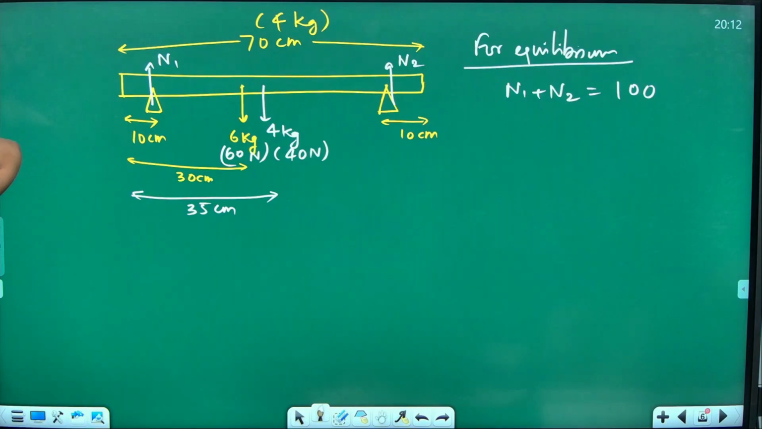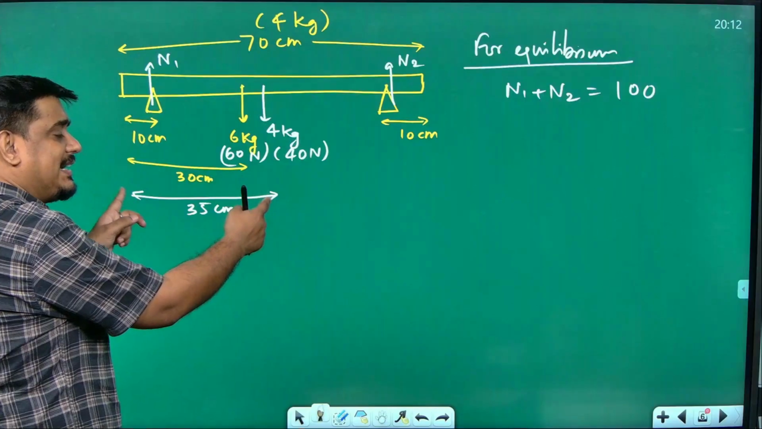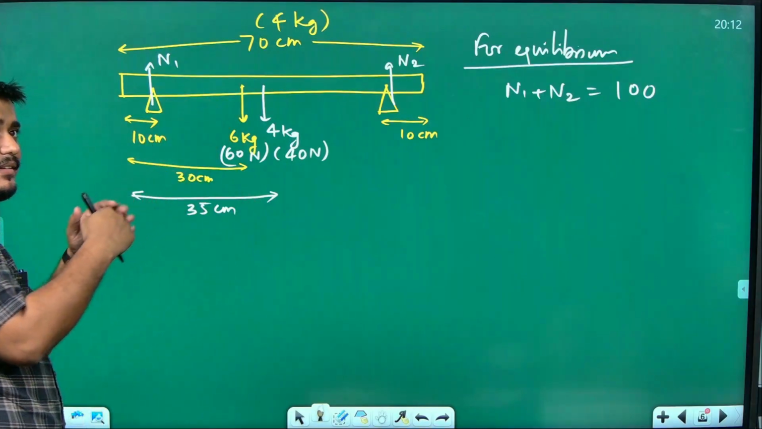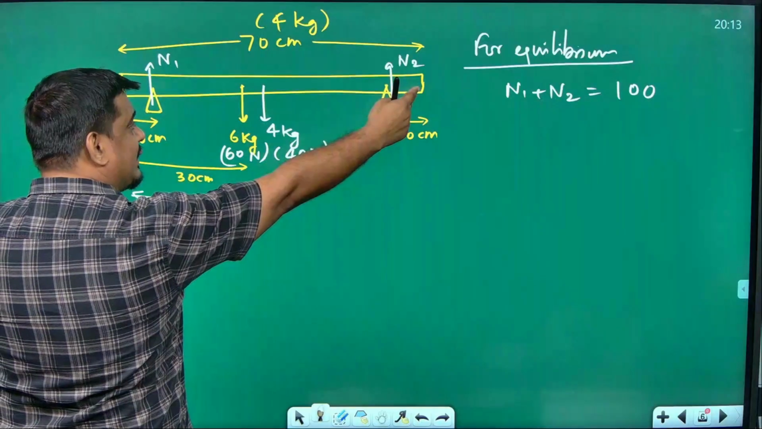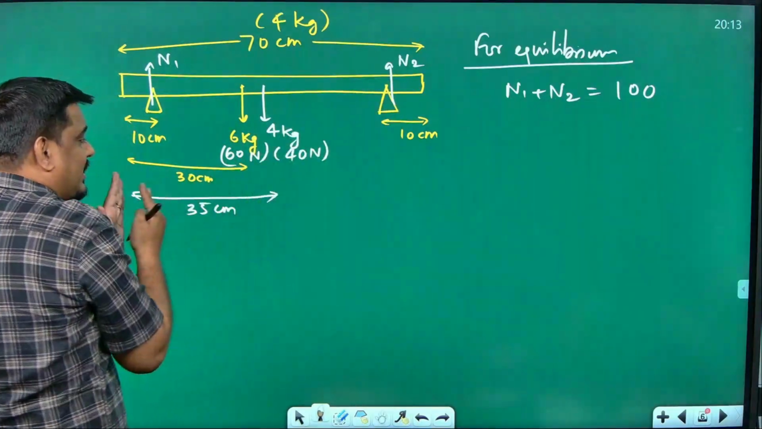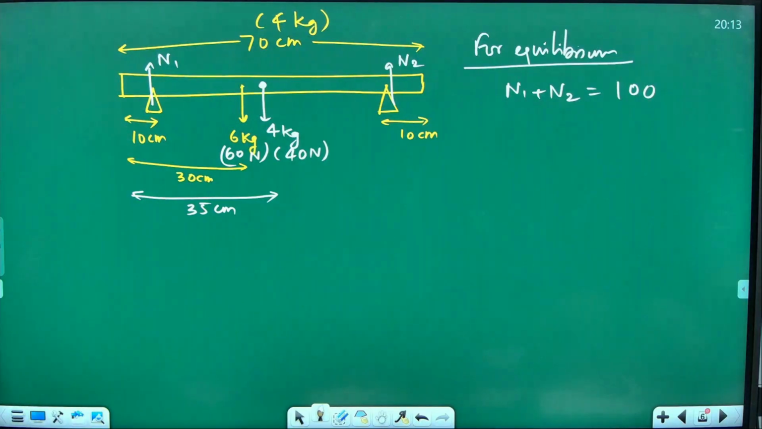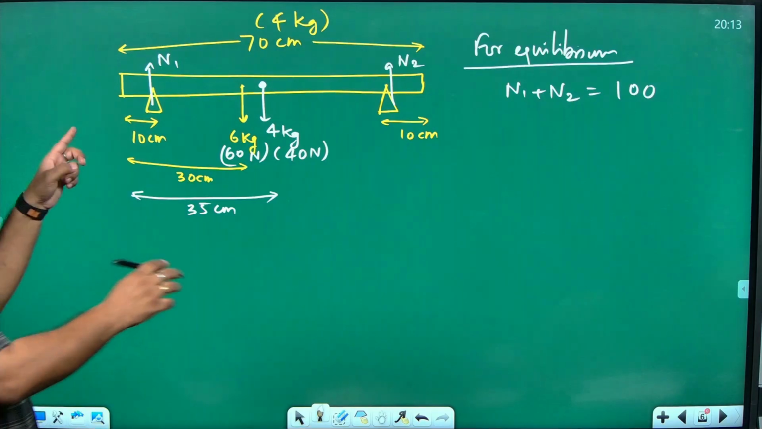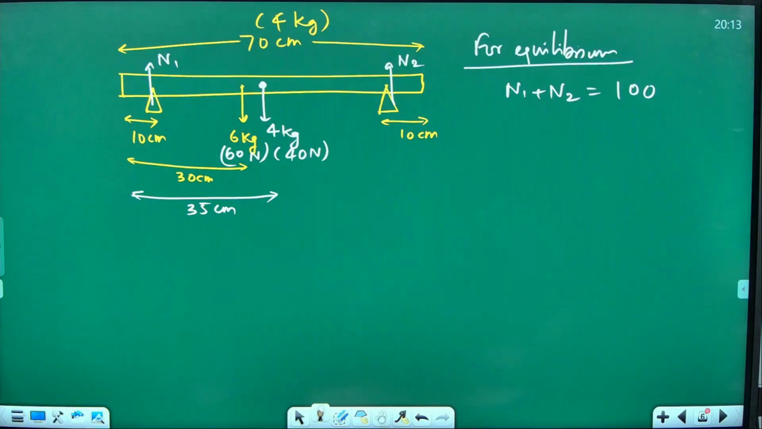35 centimeter. 35 centimeter is the point at which the weight is concentrated. Total weight is 4 kg, Lalit, and total length is 70 centimeter. So at 35 centimeter, its center will lie, isn't it? Unmute and say yes or no, man. Yes, sir. Total length is 70 centimeter. What is half of 70 centimeter? 35, right?